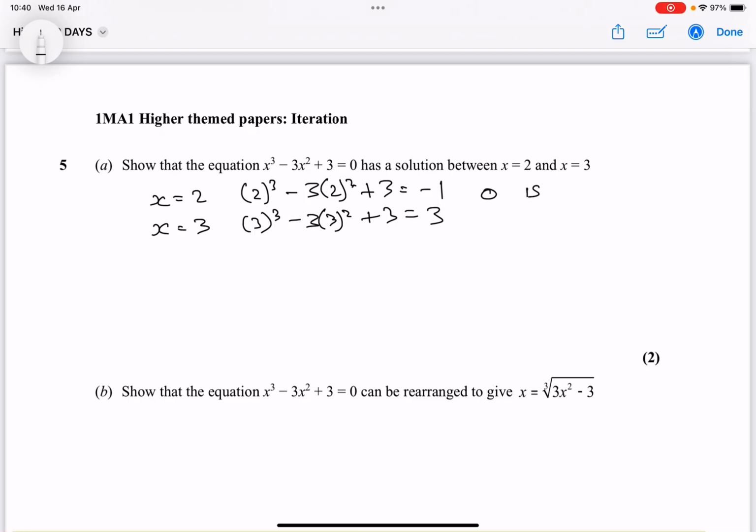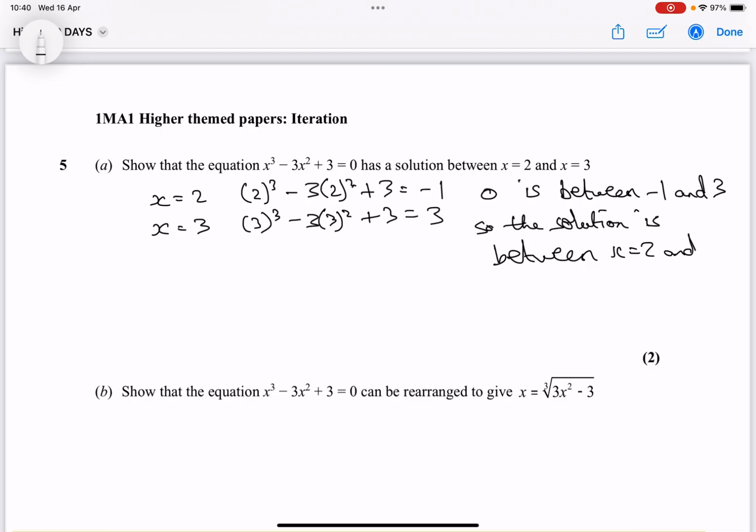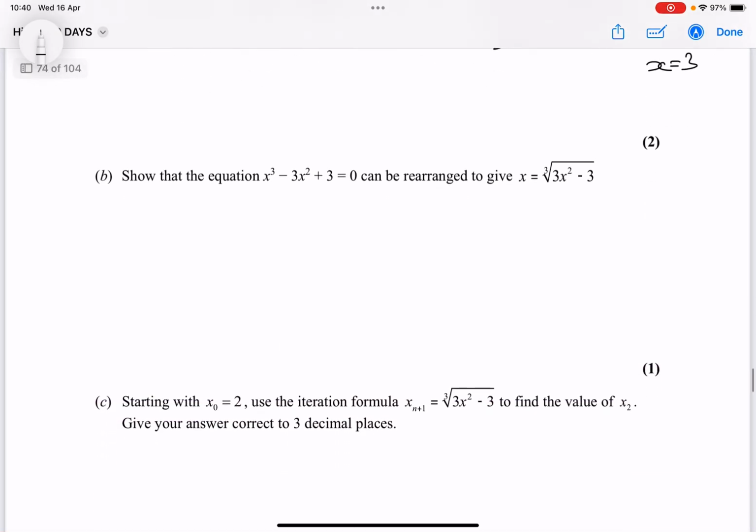0 is between -1 and 3, so the solution is between x equals 2 and x equals 3. Sorry about that on the video.